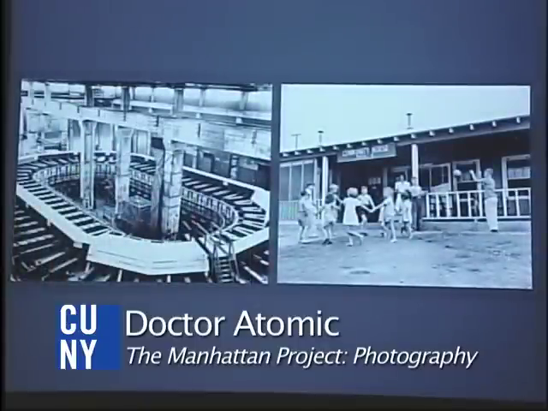Here, school children are at play for a staged photograph used to recruit workers and their families to the secret town of Oak Ridge in Tennessee. On the bottom is the interior of one of the giant enrichment plants, also at Oak Ridge, where uranium was separated. The contrast between the two images is striking.